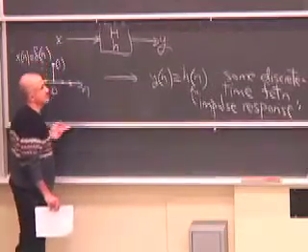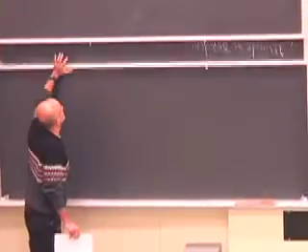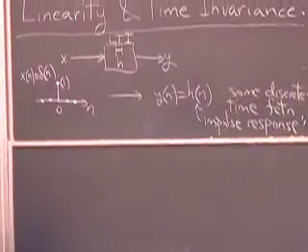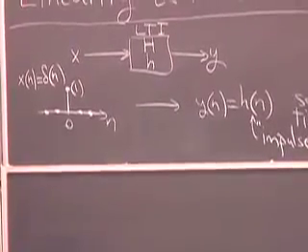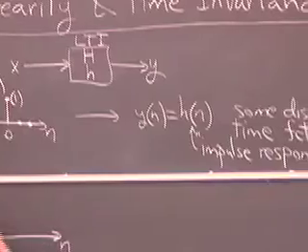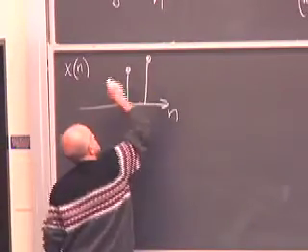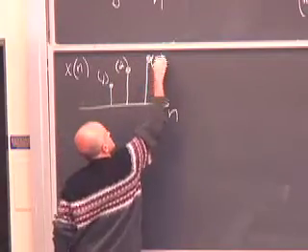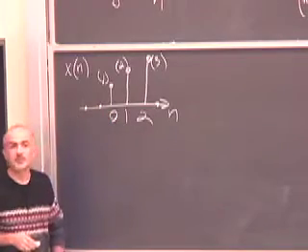Now, why is this delta and why is this h so important? Let's see. Well, if you happen to know the response of the system to this special input, I can give you any arbitrary input signal, x. Let's say it's 1, 2, 3 at n equals 0, 1, 2. And it's, let's say, 0 everywhere else. Okay?